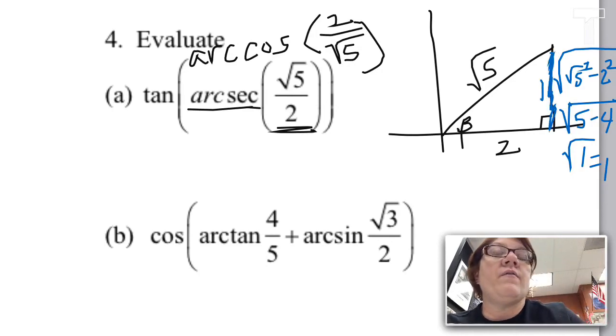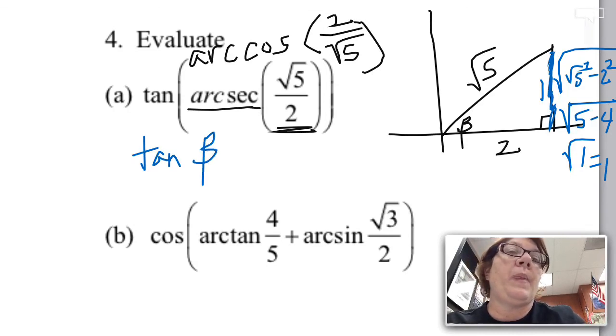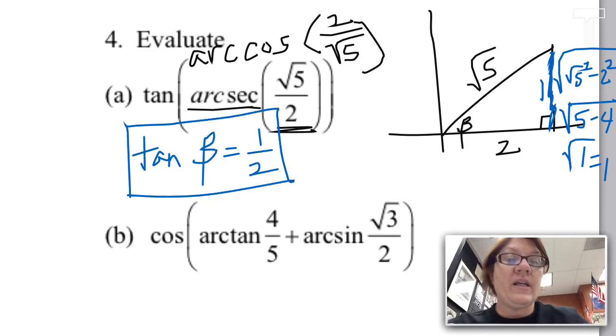And then I'm ready to find the tangent of this same angle, beta, which is opposite over adjacent. Easy peasy.